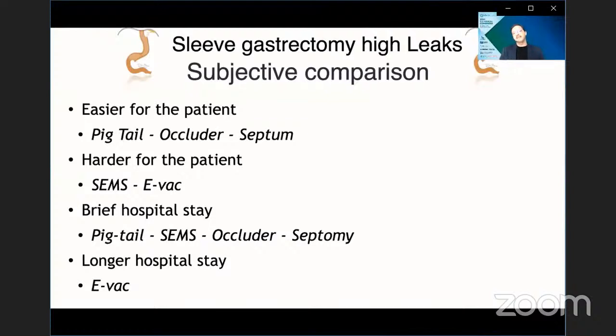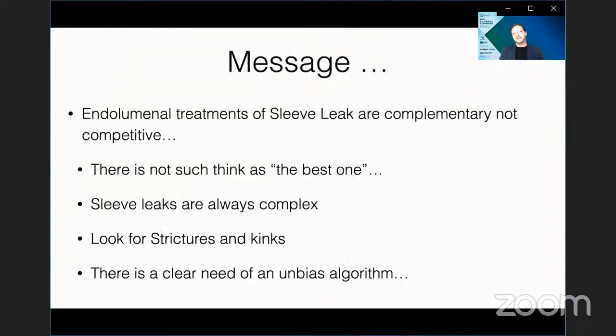Easier for the patients, definitely the pigtails, the occluder, and the septotomy. Harder for the patients, the stents and the EVAC. The stents because they expand and the patient has a lot of symptoms and reflux, and the EVAC, they are attached to the nasogastric tube and to the machine that beeps. So if you target a brief hospital stay, pigtail, stents, occluder, or septotomy. If your system allows a longer stay, the trade-off is the EVAC for sure.